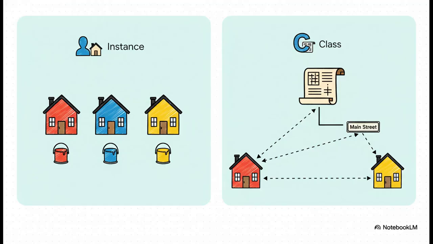You see, in Java, you've basically got these two separate worlds living side by side. On one side, you have instance members. Think of these as properties that are totally unique to each object, each individual house. The color of the house, for example. Every house gets its own can of paint, right? It's theirs and theirs alone. But on the other side, we have class members. These belong to the blueprint itself. The street name is a perfect example. It's a single piece of information shared by every single house built from that one blueprint.